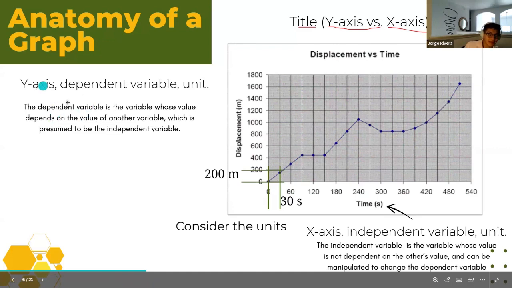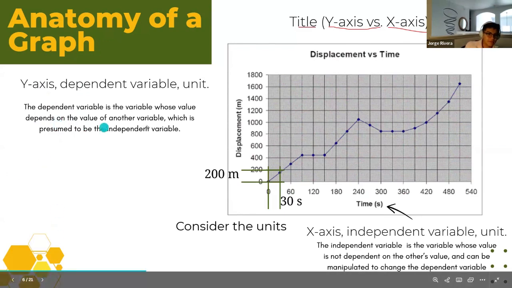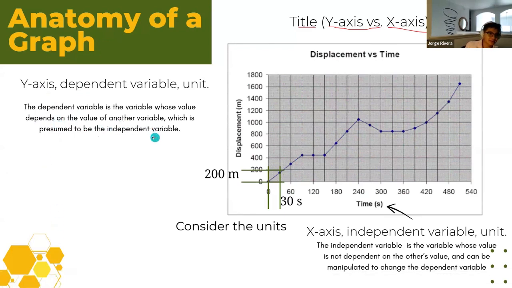So over here we can denote the dependent variable. The dependent variable is the variable whose value depends on the value of another variable, which is presumed to be the independent variable. So the value of the y-axis presented here depends directly on the value that is given down here. So for example, we have 180. Depending on this function, if we put 180 through this function, we're going to get out 610.